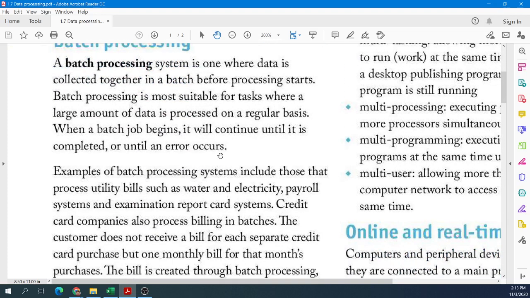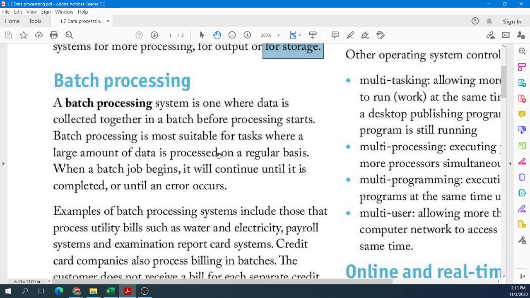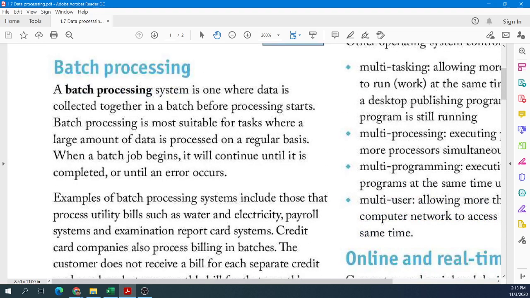So there's always something you would be able to do with that processed data. So now let's look at what is batch processing, and help us with the reading with that. Zamir, can you read for us?